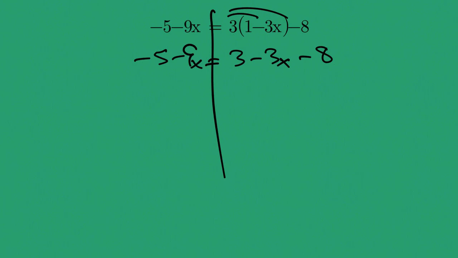On the left side, cannot combine anything. Negative 5 minus 9x, both terms are unlike, cannot combine those. On the right side, we should be able to collect the 3 and the minus 8. Left side stays the same. 3 minus 8 is negative 5. And we also have minus 3x. So now both sides are as simple as they're going to be.